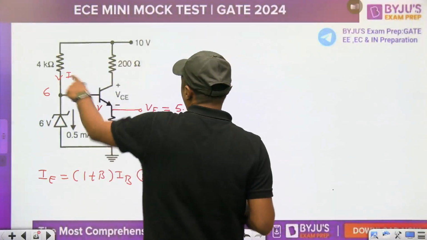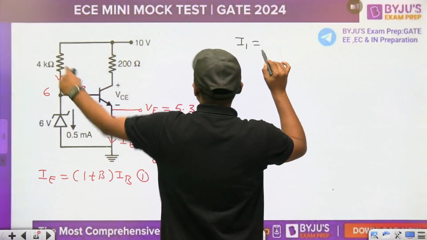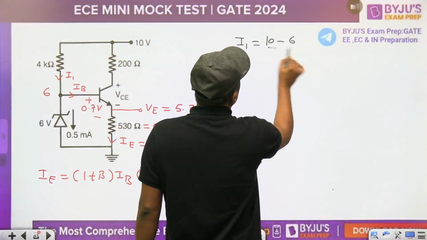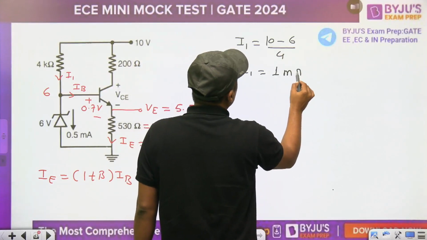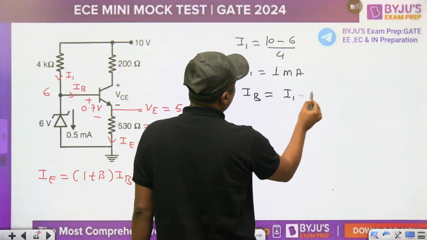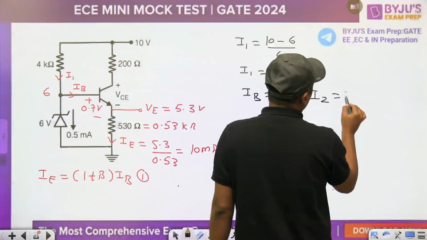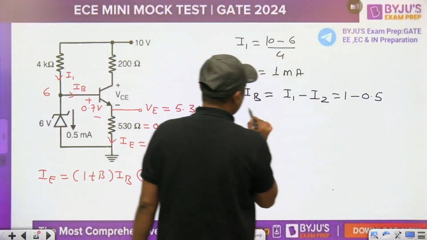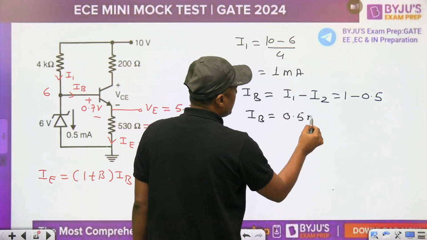First of all, find the value of I1. I1 is equal to (10 minus 6) by 4, and you will get I1 equal to 1 milliampere. Very simple calculation without a calculator. Then IB is I1 minus IZ, 1 minus 0.5. Then IB will become 0.5 milliampere.